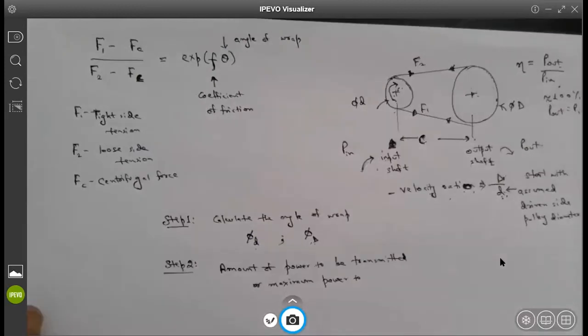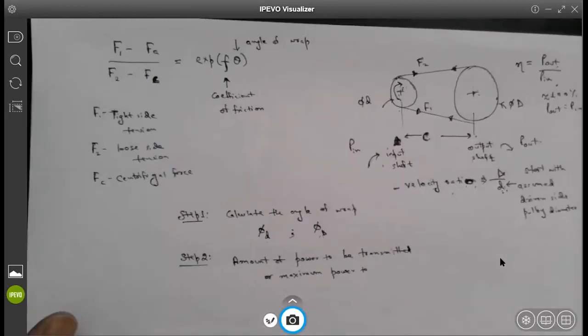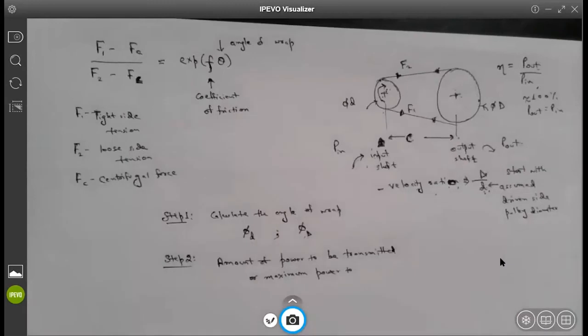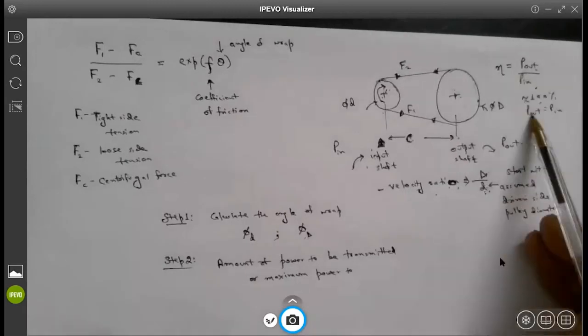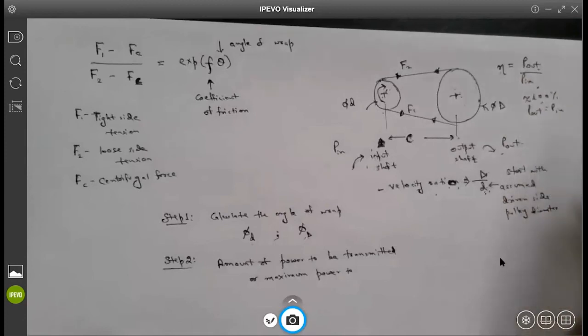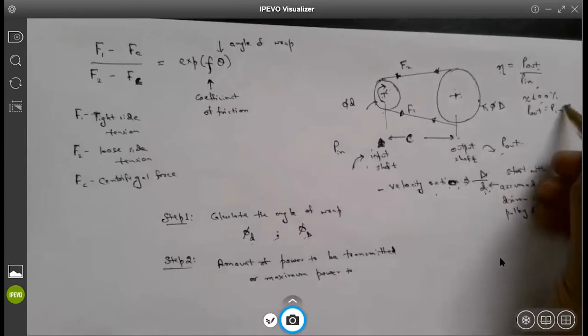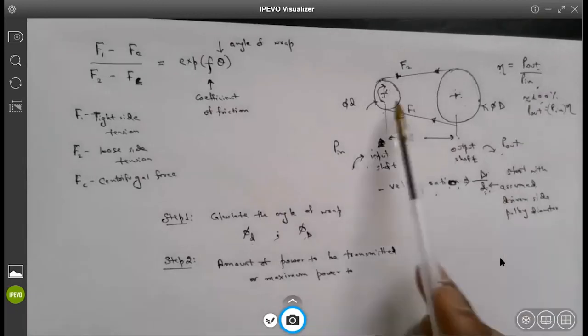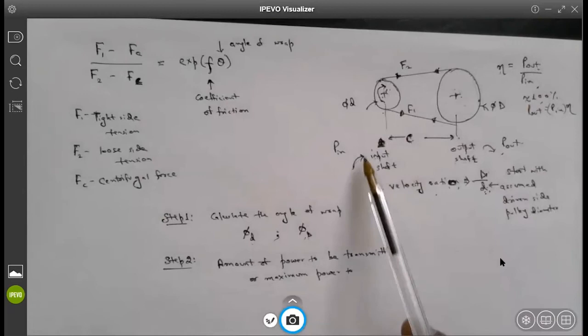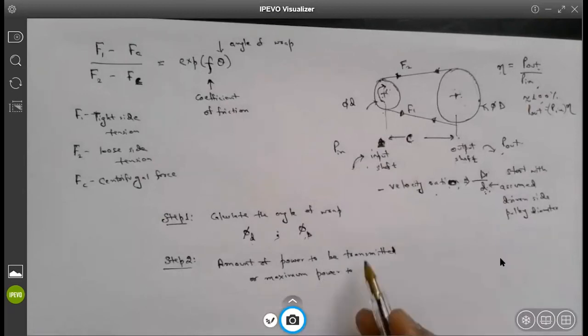Are you guys following it so far? Yes. It need not be 100%, it can be 90%. Then you know the power output will be eta times P input. That is what efficiency is: the ratio of the output power to the input power. So you're delivering a specific power, and you are finding out what the maximum power to be transmitted is.